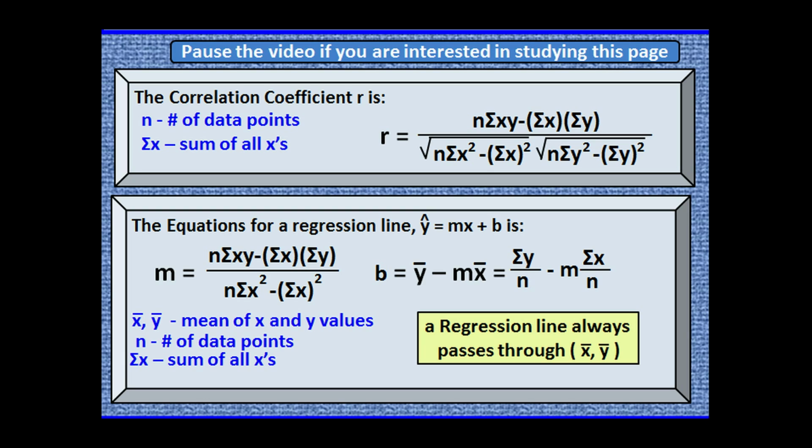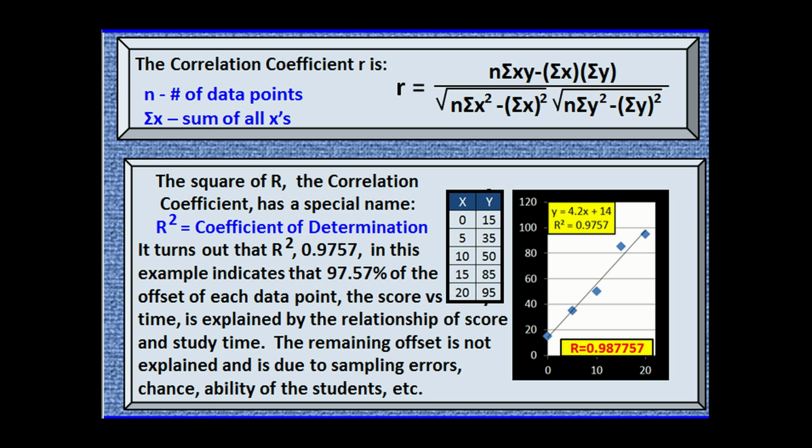On this page, the formulas for the correlation coefficient and the regression line are shown. Pause the video if you are interested in studying this page. The formula for the correlation coefficient is shown at the top of the page. The correlation coefficient is represented by R.